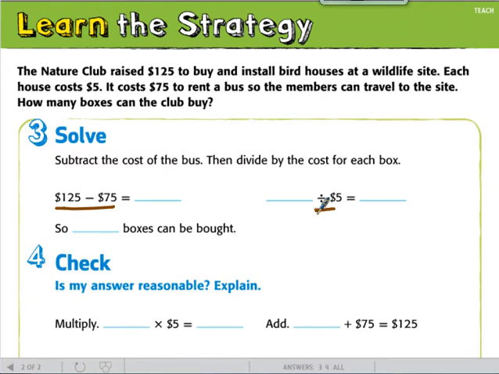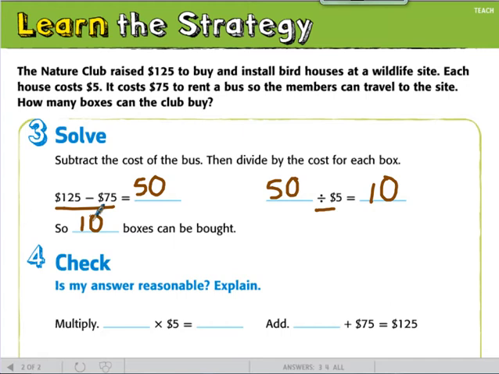125 minus 75. Class? 50. Now we come over and we take our 50 and we divide that by? 5. So 50 divided by 5 is? 10. So how many boxes can be bought? 10. Now checking our work, okay, we solved it.